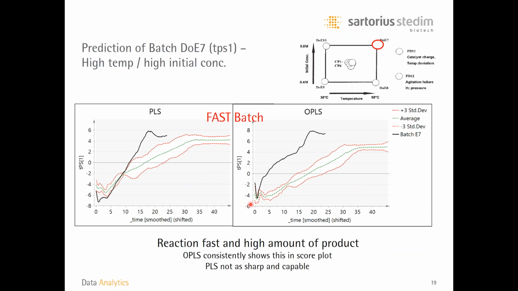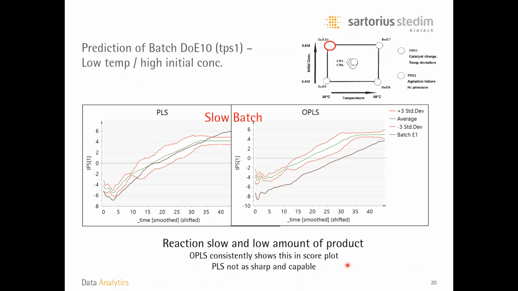We can see that OPLS consistently shows this difference in the score plot, whereas the PLS model would suggest that up to at least 10 minutes, this very fast and high amount of product batch is still rather well aligned with the normal operating conditions. So PLS is not as sharp and capable, you can say.